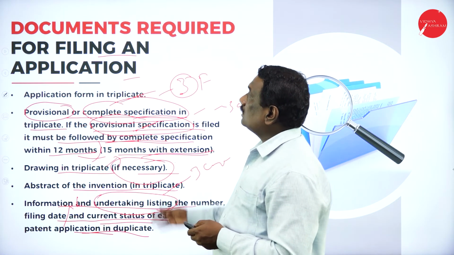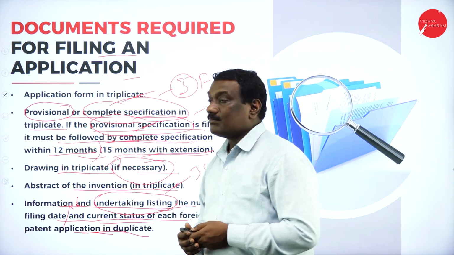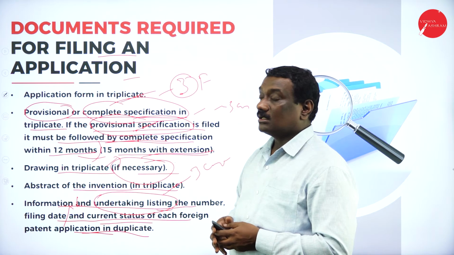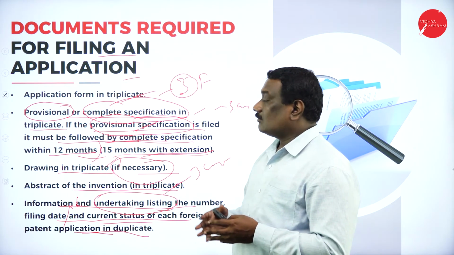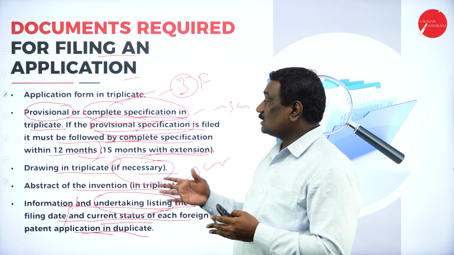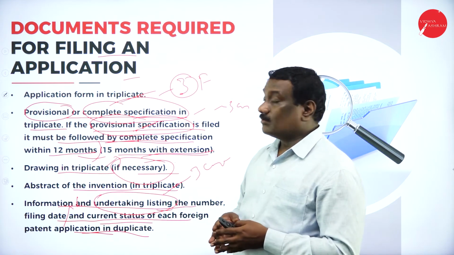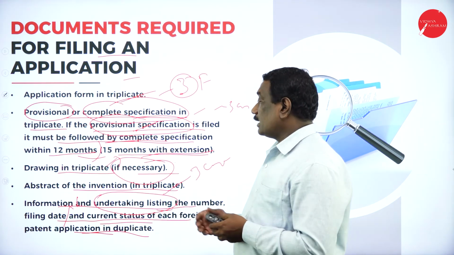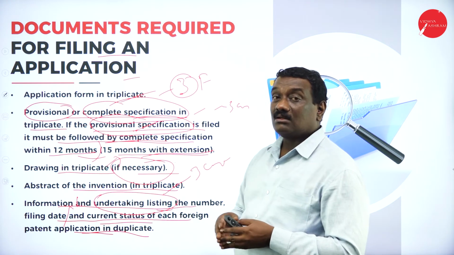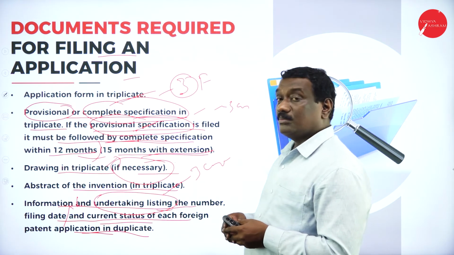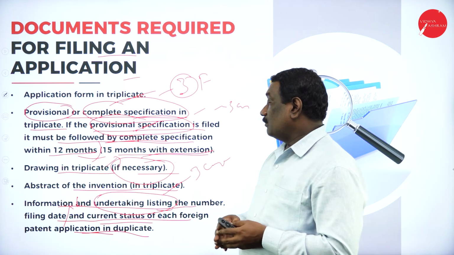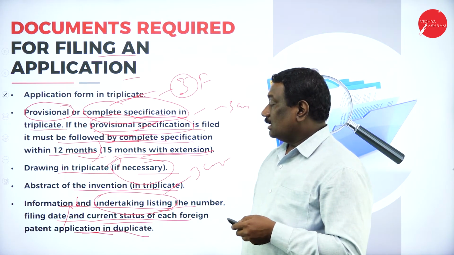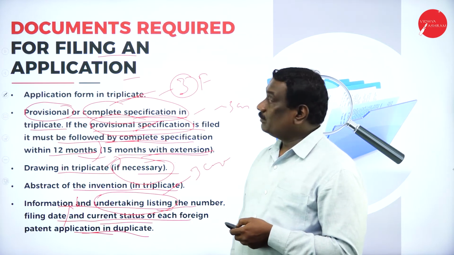Now we understood here the documents required for filing an application. So it should be in triplicate, provisional specification has to be done in triplicate, then it should be followed by complete specification within 12 months, an extension period will be 15 months. Then if there is any drawing regarding the patent, it should be in triplicate if necessary. If any abstract related to that invention, even that should be in 3 copies, triplicate. The information undertaking, listing of numbers, filing date, current status of each foreign patent application is in duplicate.